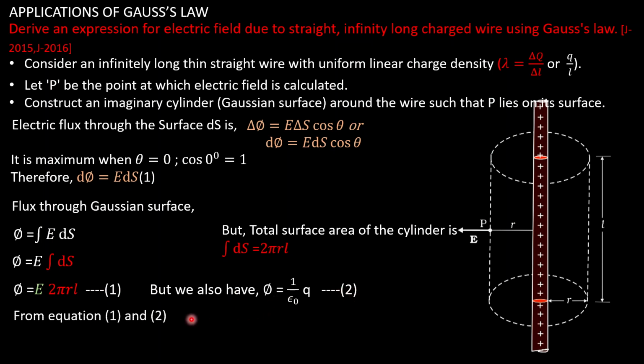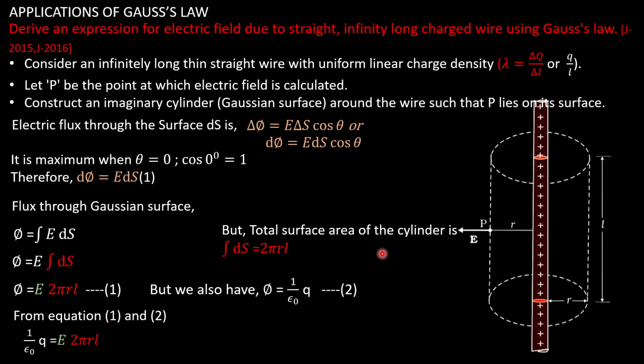So from equations 1 and 2, we substitute, instead of flux here, 1 by epsilon naught into q. So 1 by epsilon naught into q is equal to E 2 pi rl. Next, we want to know what is the electric field at this point, right? From the equation, we have E here, and we are going to find E. So simply take 2 pi rl to the denominator on the other side of the equation. Now we get 1 by epsilon naught into 2 pi rl into q is equal to E.